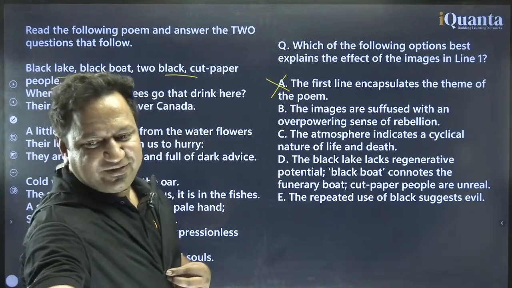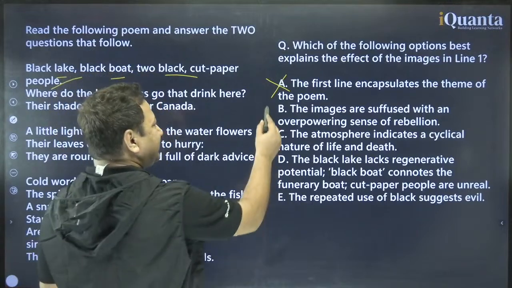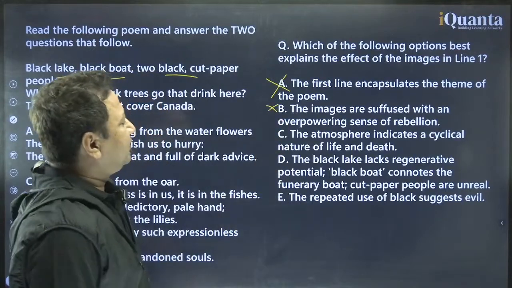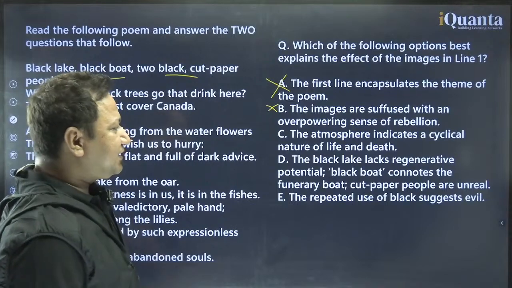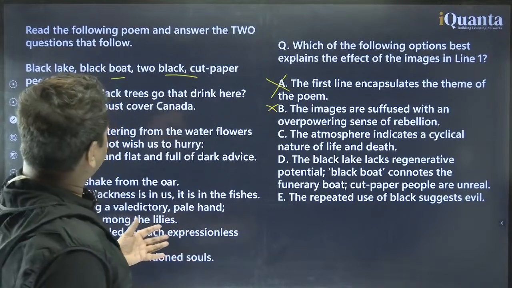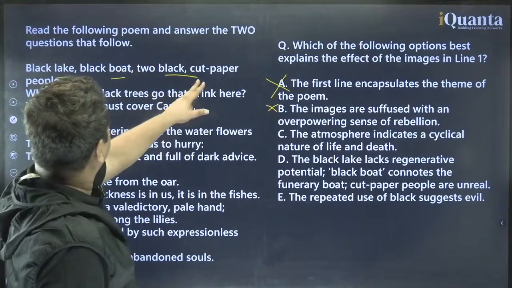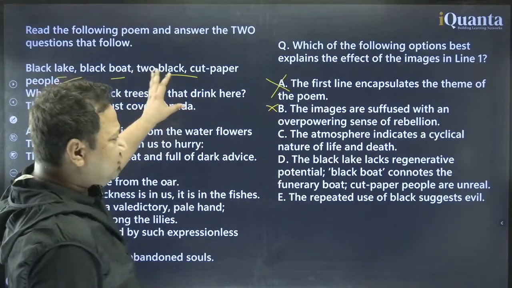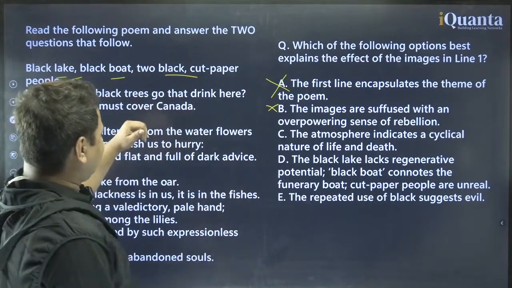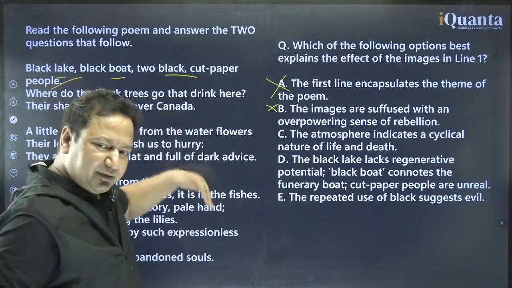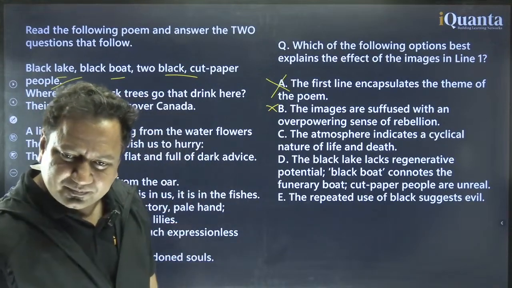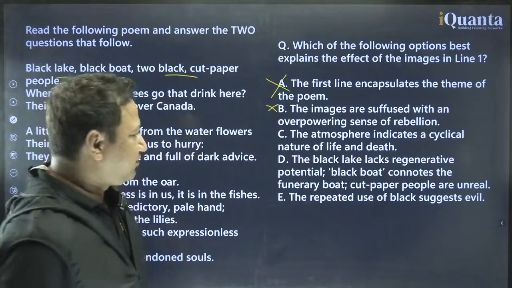Varsha, yes. Very good, Varsha. It's melancholic, yes. See, the atmosphere indicates a cyclical nature of life and death. Black lake, black boat, two black cut paper people. It's not about death. We cannot see that. It can come in other stanzas, but not here. Not in the first line. Not really.